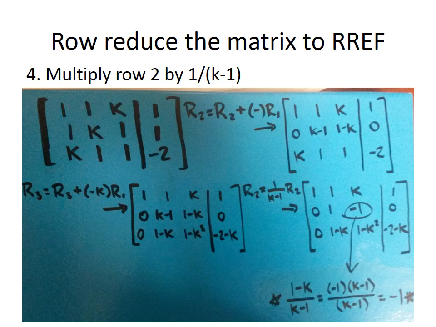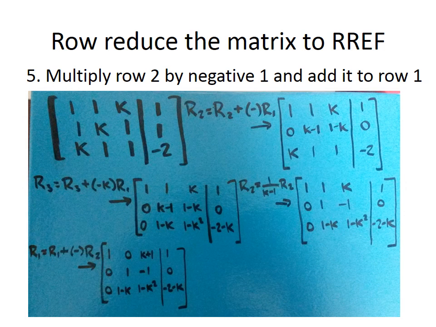I also want to explain how I got -1 in row 2, column 3. So you can see my work below, I have an arrow pointing toward it. If you take out a -1 in 1 minus k, you can cross out k minus 1 in the numerator and denominator, and that'll give you -1.